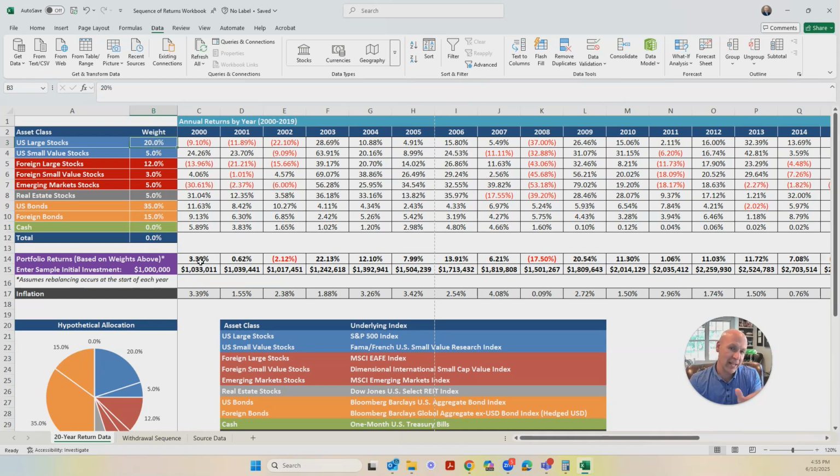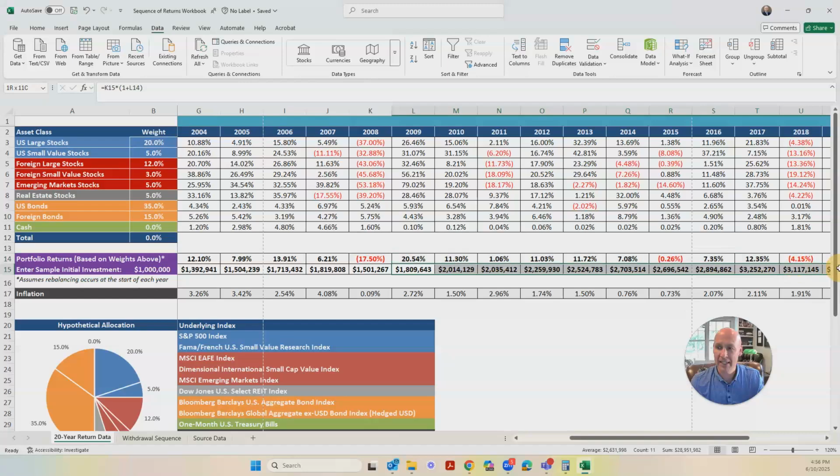Now, right off the bat, we see what the blended return was for that portfolio each year. And it's not going to look like any specific allocation or asset class, because it's a mix of all of them. Here you can see the $1 million was $1.03 million, $1.04 million, just over $1 million. And by the end of 2009, remember the S&P 500 example with large stocks was about $908,000. This is a $1.8 million portfolio after the first decade.